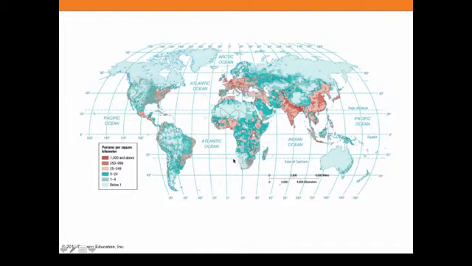Persons per square kilometer, you can see the population density here. Once again, East Asia, the densest, South Asia, here in Indonesia, and Southeast Asia, and then in Europe. And then you can see by comparison where the United States and North America falls.